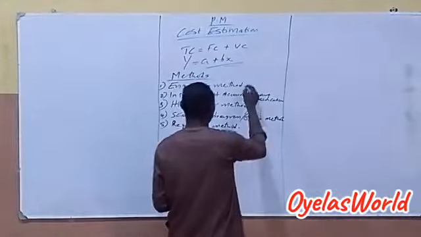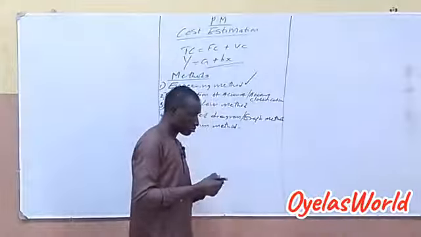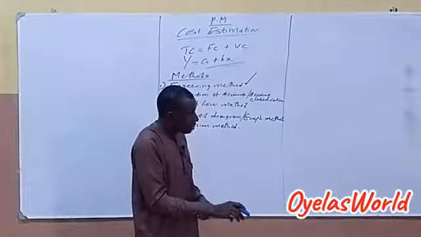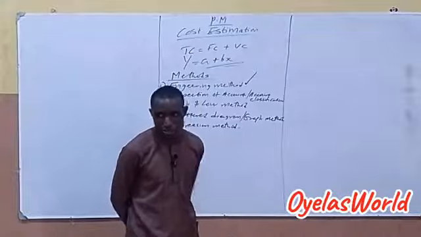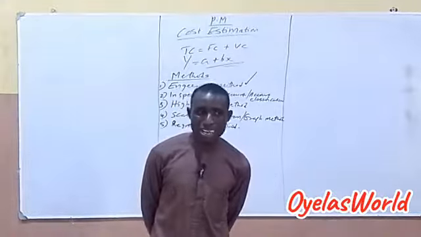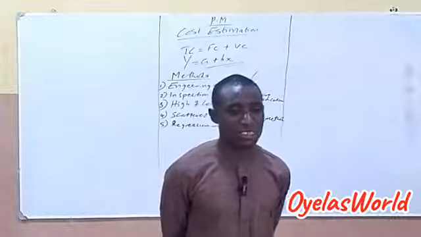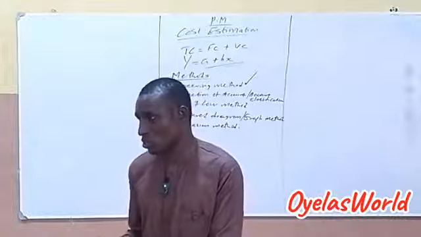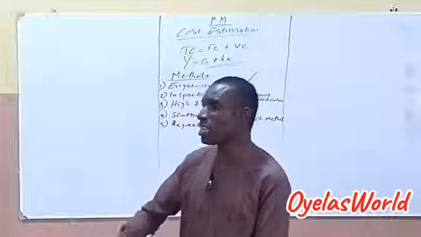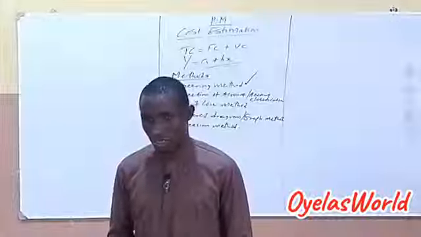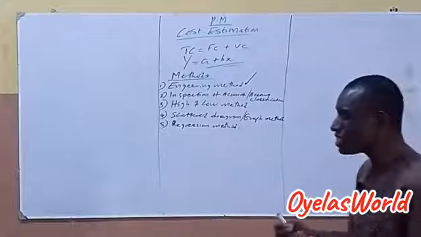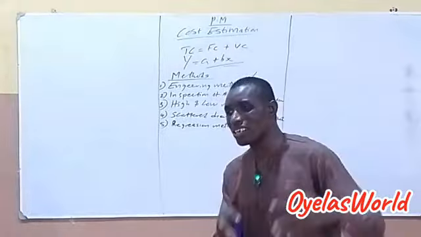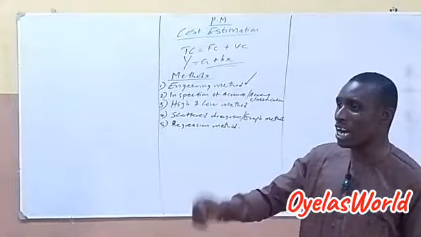Let's look at the engineering method. Engineering method is an engineering analysis that involves establishing the relationship, that is the technological relationship, between input and output. It is engineering analysis that involves establishing the technological relationship between input and output.